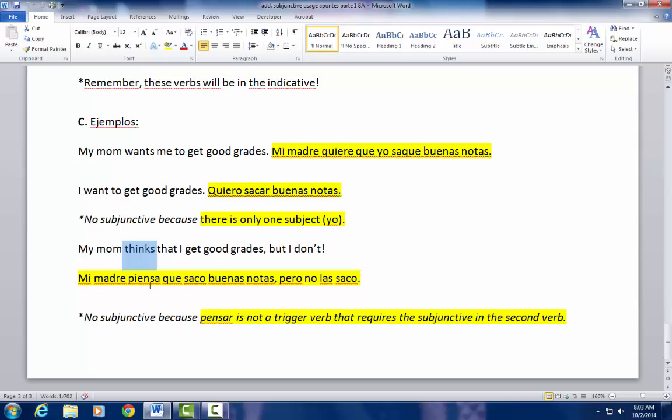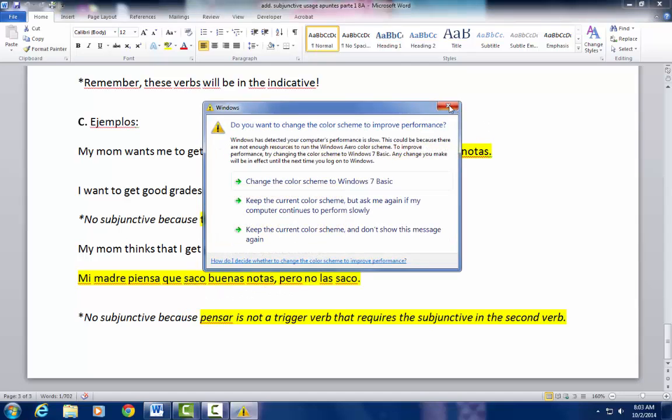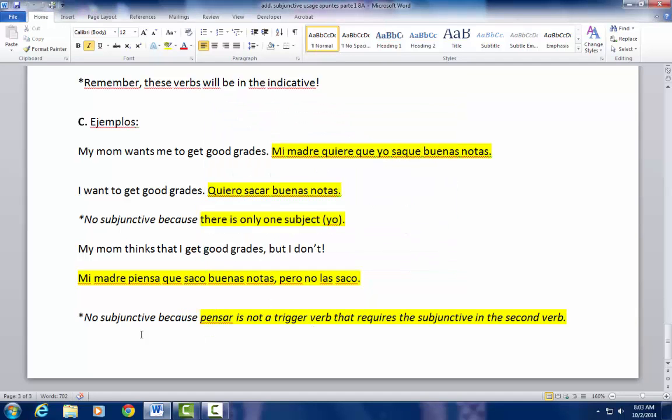Mi madre piensa que yo saco. This is in regular present tense. Buenas notas, pero no las saco. Why did we do it in the regular present tense? Well, it says right down here. There's no subjunctive because pensar is not a trigger verb that requires subjunctive in the second verb. Therefore, we're going to use the regular old present tense.